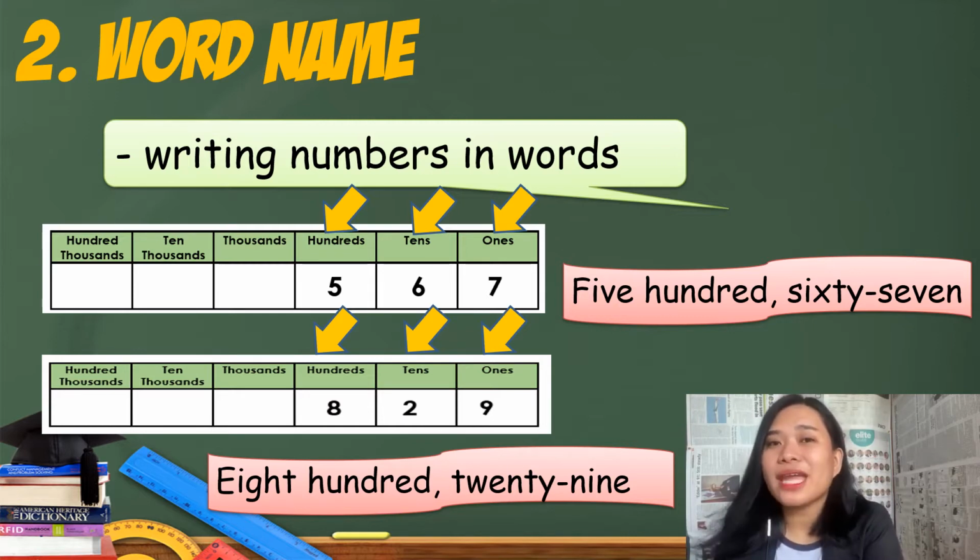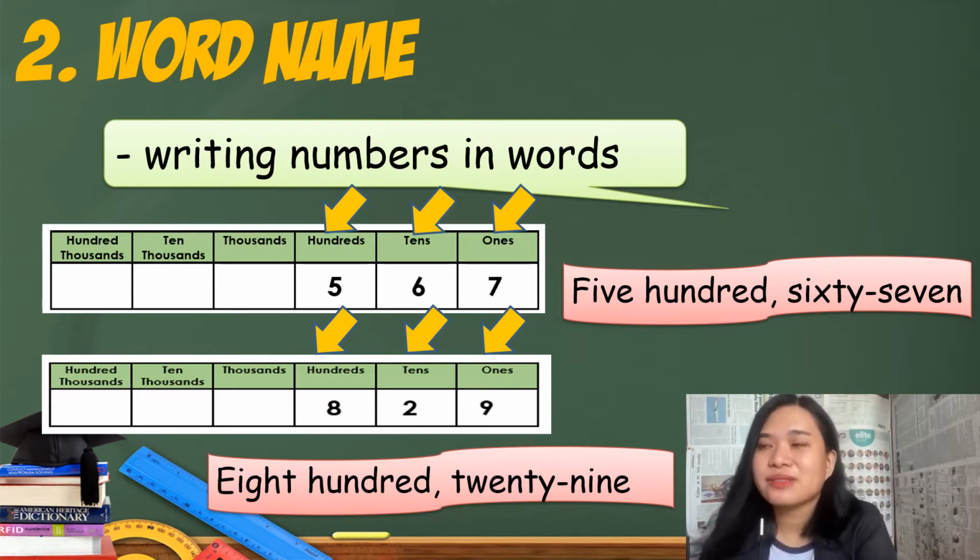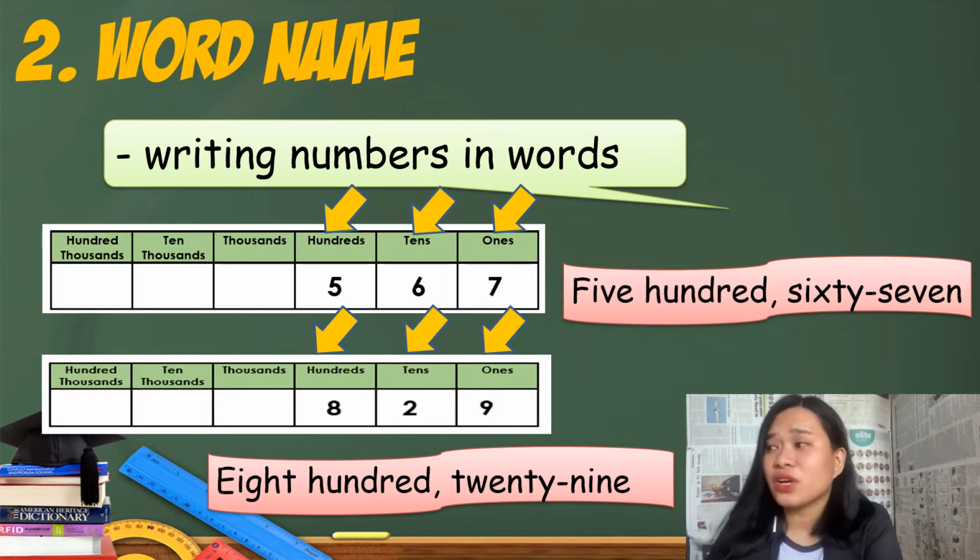We can also express numbers through their word name. When we say word name, we simply spell out the numbers. We can use the place value chart to read and to write numbers into words. For example, we have this number, 567. We identify its place value. We have 5 hundreds, 6 tens, and 7 ones. Therefore, we have 567. Now, try to get or to express the number in their word names through this number.